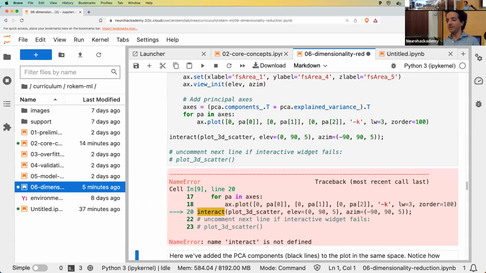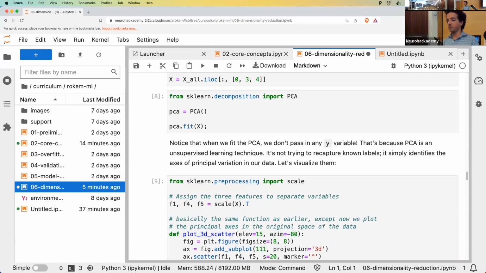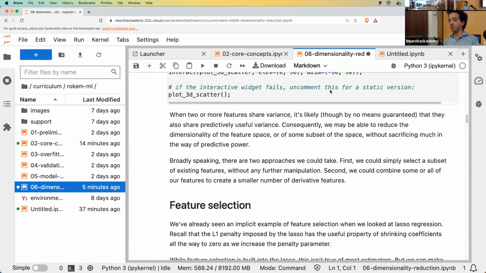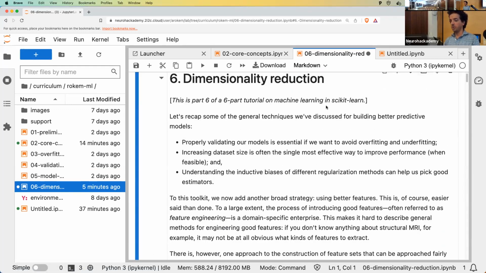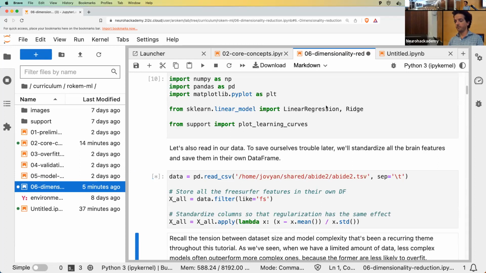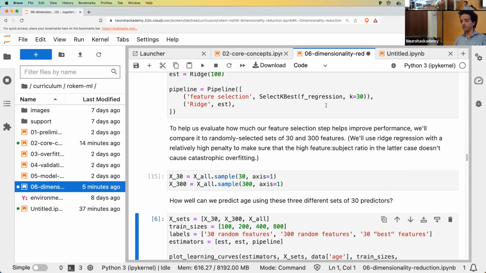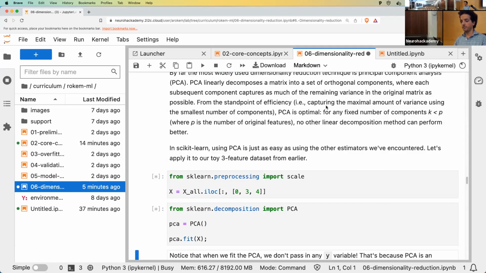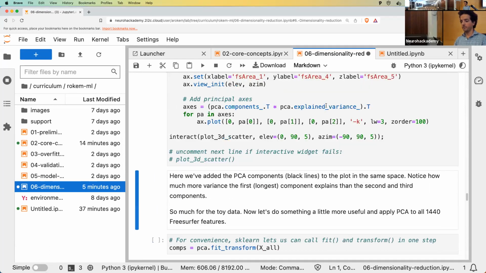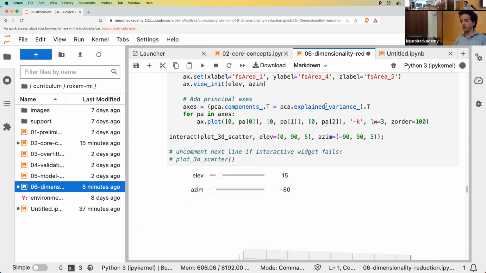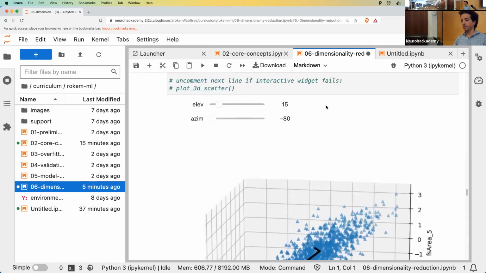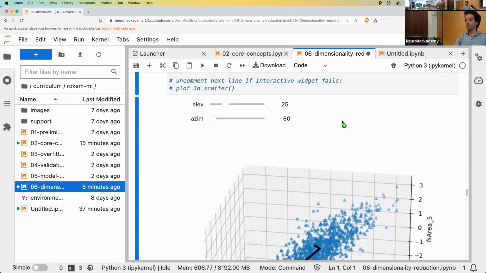I don't know if exactly that's what we're doing here, but here we're fitting PCA and, oops, interact is not defined. Maybe I failed to import something. Okay. Yeah, this is an interactive plot of this kind of idea.